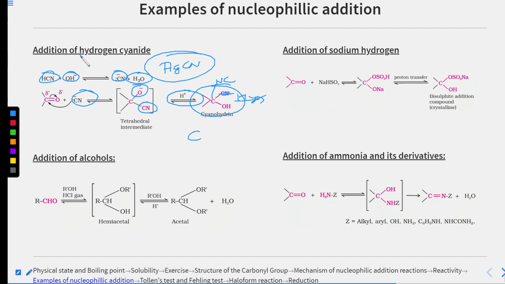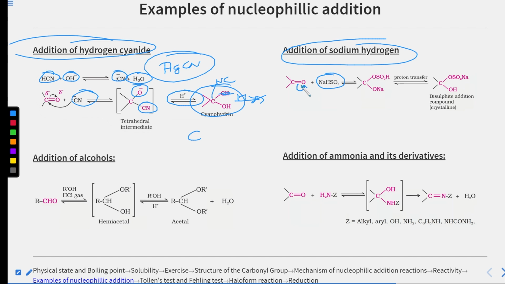So this was about addition of hydrogen cyanide. Next we have sodium hydrogen sulfite, that is NaHSO3. If you use NaHSO3, then first of all the HSO3 will attack with the help of the sulfur atom on this center, and this will create a negative charge on oxygen due to delocalization of the pi bond from between carbon and oxygen to oxygen only, which will be neutralized by the sodium atom. Further, we know that this proton transfer will take place.